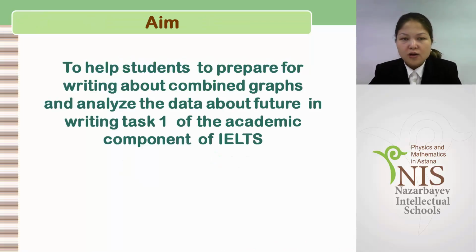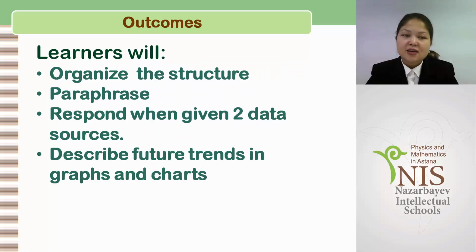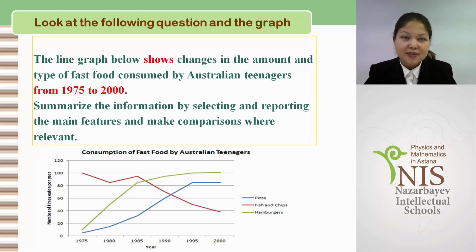So today I will help you to prepare for writing about combined graphs and analyze the data about future in writing task 1 of the academic component of IELTS. Today you will learn how to organize a structure, how to paraphrase, how to respond when given two data sources, how to describe future trends in graphs and charts.